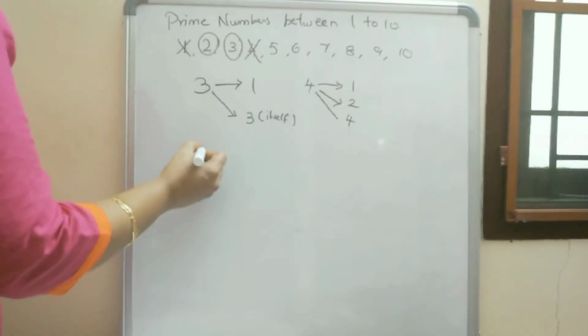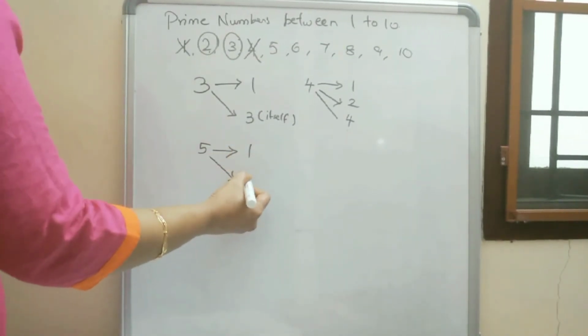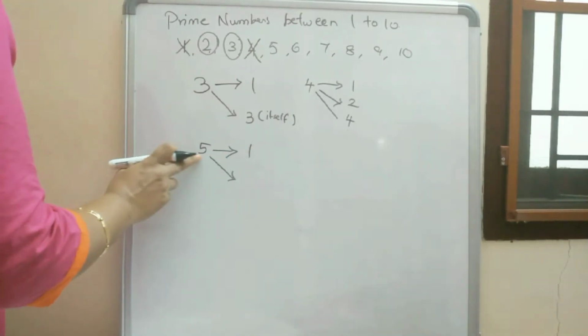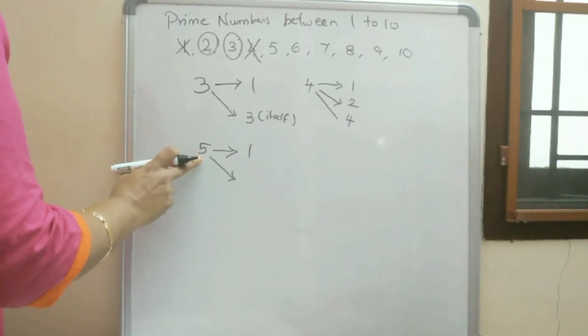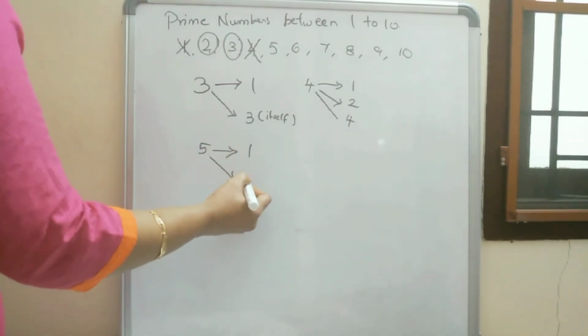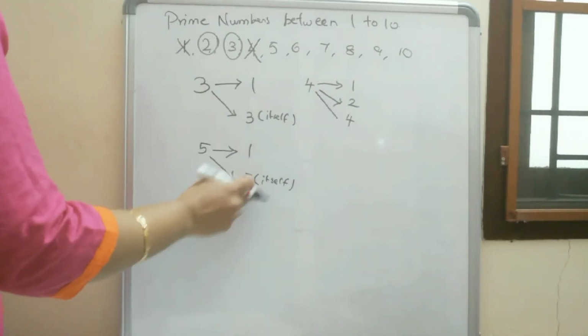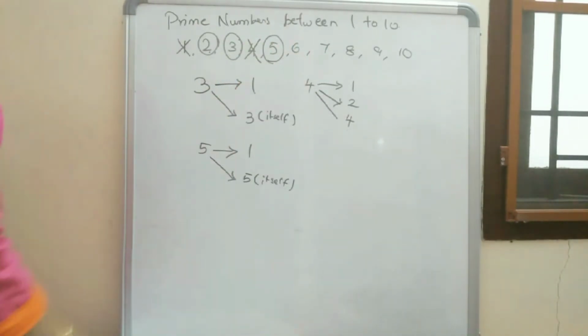Next, we are taking 5. 5 is divisible by 1. Next number is 2. It is not divisible by 2. It is not divisible by 3. It is not divisible by 4. Next, it is divisible by 5 itself. So, it has only 2 factors. So, it is a prime number.